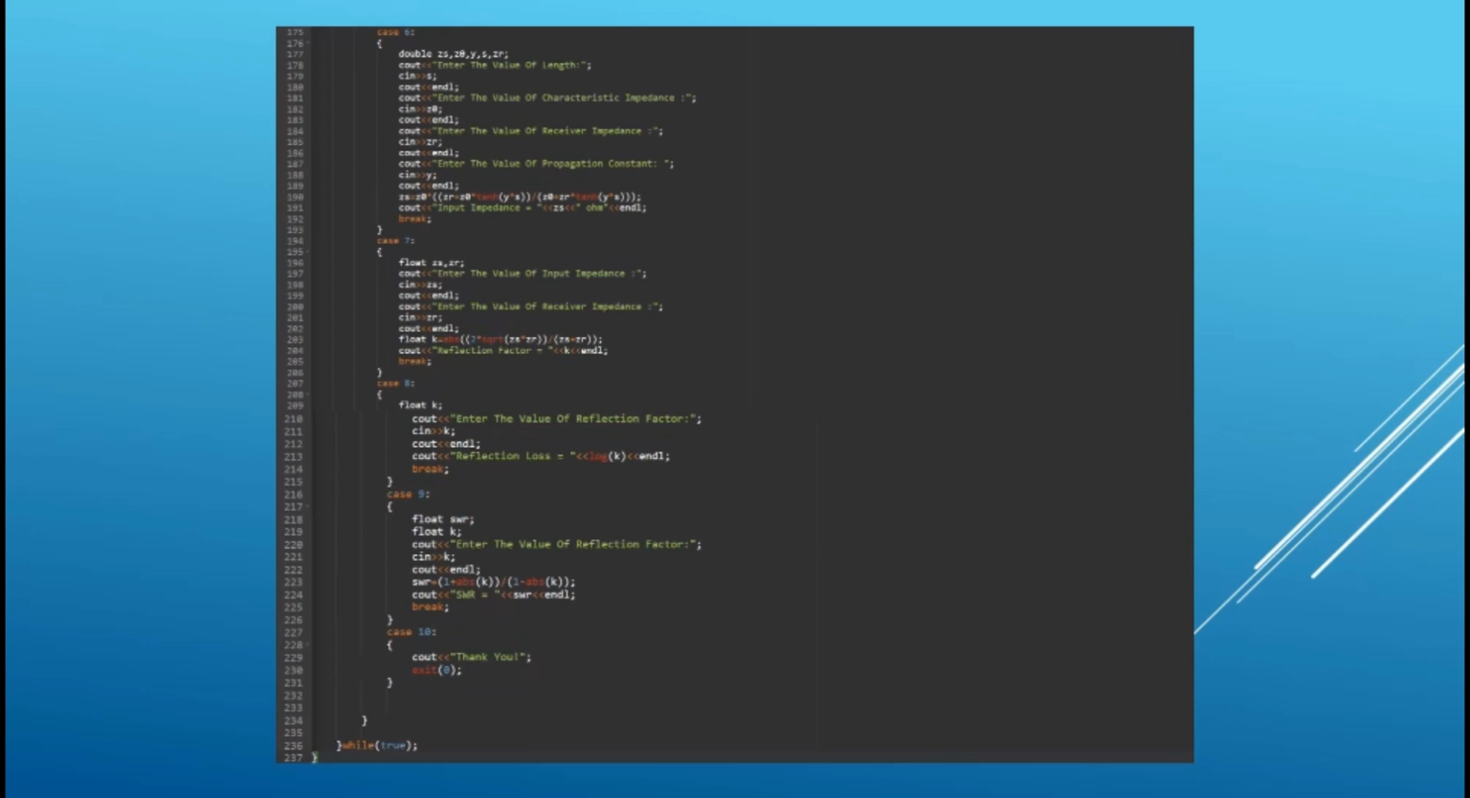Case 7 is nothing but finding the reflection factor. To find the reflection factor, the value of the input impedance is required, and also the value of the receiver impedance.